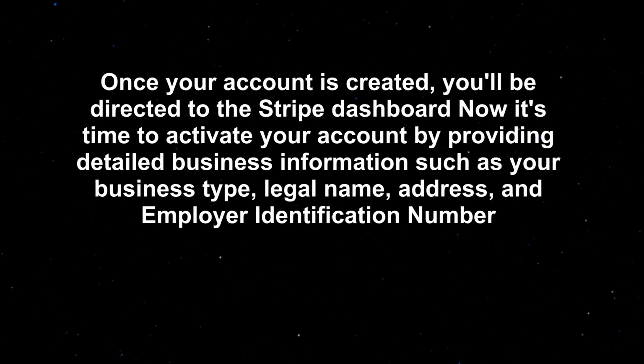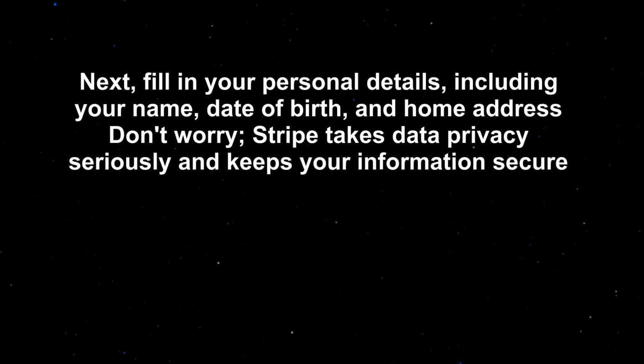Now it's time to activate your account by providing detailed business information such as your business type, legal name, address, and employer identification number. Next, fill in your personal details, including your name, date of birth, and home address. Don't worry, Stripe takes data privacy seriously and keeps your information secure.